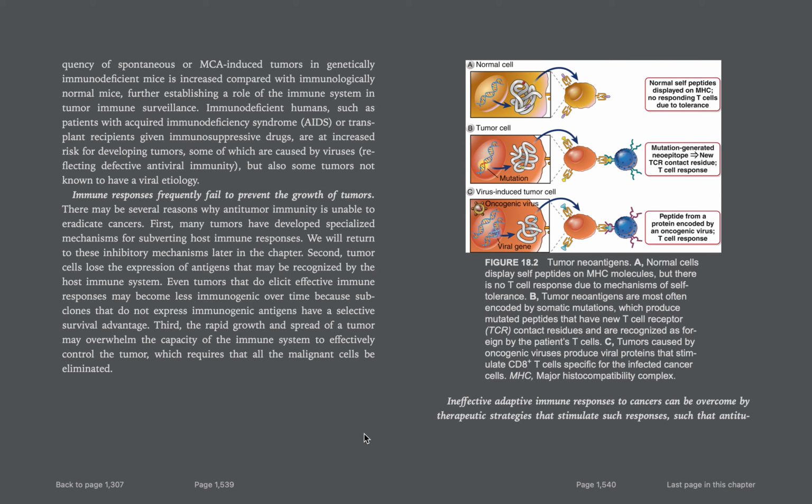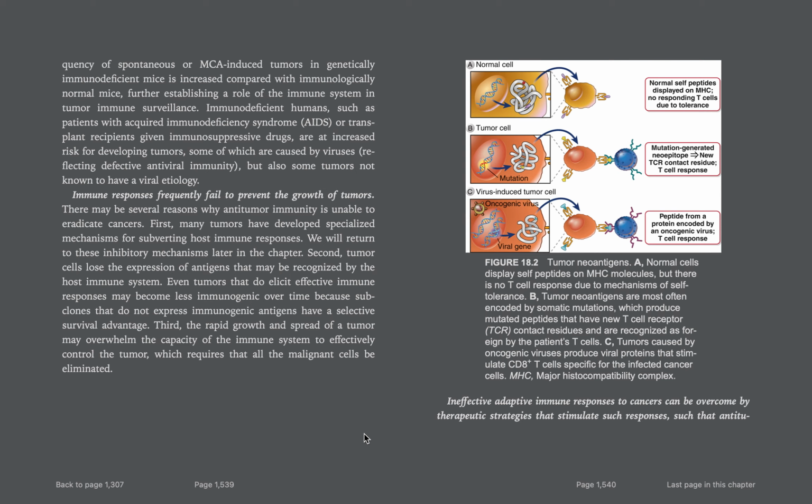There may be several reasons why anti-tumor immunity is unable to eradicate cancers. First, many tumors have developed specialized mechanisms for subverting host immune responses. We will return to this inhibitory mechanism later in the chapter. Second, tumor cells lose the expression of antigens that may be recognized by the host immune system. Even tumors that do elicit effective immune responses may become less immunogenic over time because subclones that do not express immunogenic antigens have a selective survival advantage.